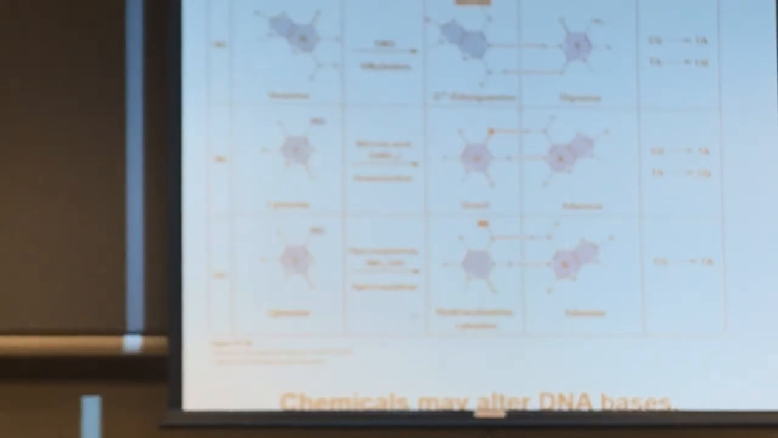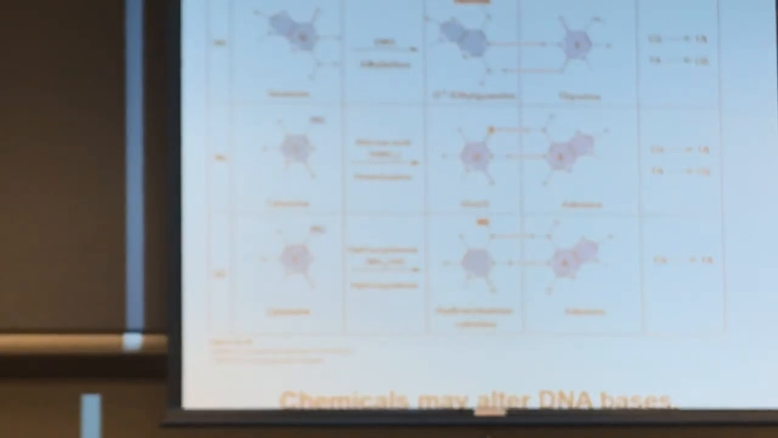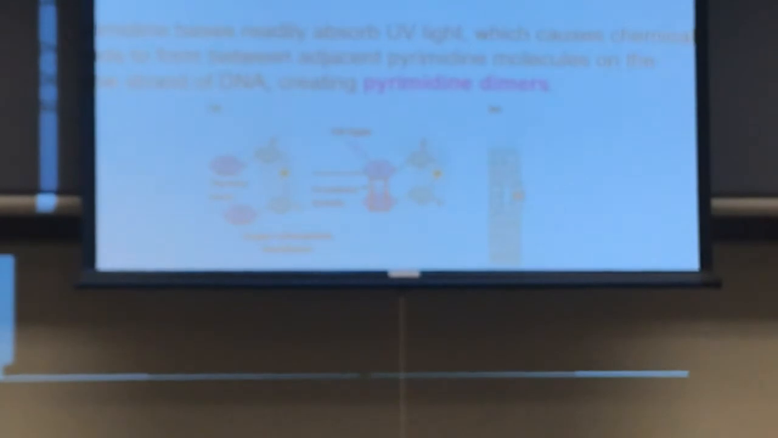Okay? The other one is hydroxylation, where a hydroxyl group is added to cytosine, and this hydroxyl aminocytosine can now base pair with adenine. All these are examples of chemicals that can modify DNA bases. Now we come to radiation. When you speak about radiation, we look at X-rays, gamma rays, and cosmic rays.